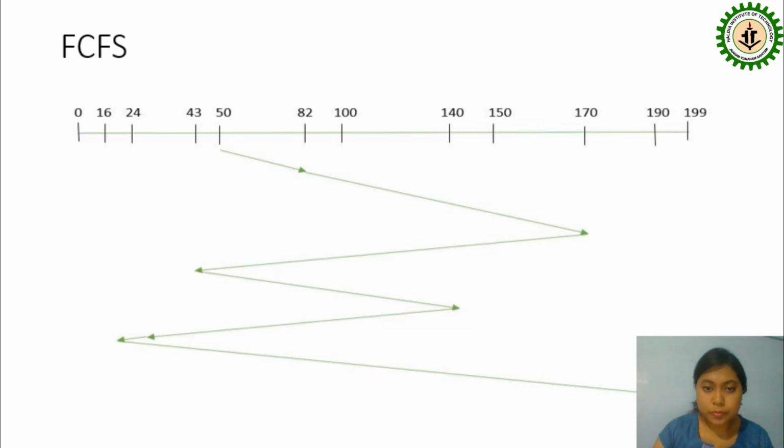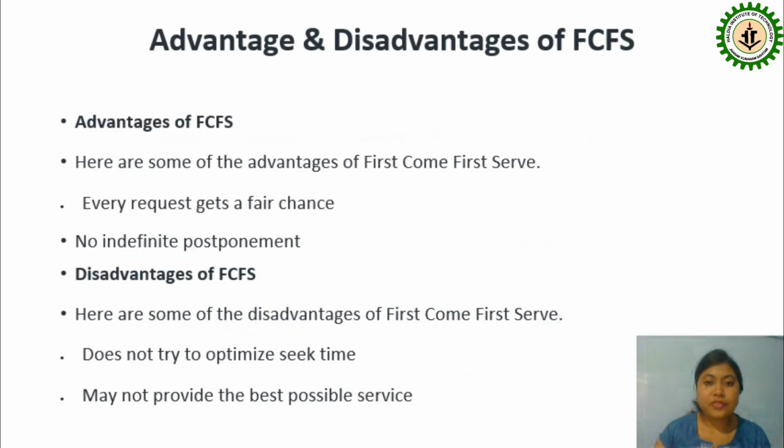These are the movements from 50 to 82, 82 to 170, 170 to 43, then from 43 to 140, 140 to 24, 24 to 16 and 16 to 190. Next, what are the advantages and disadvantages of FCFS? Some of the advantages are every request gets a fair chance and no indefinite postponement.